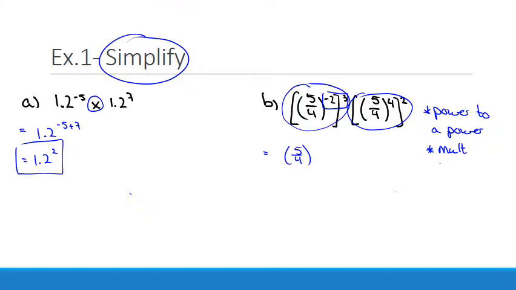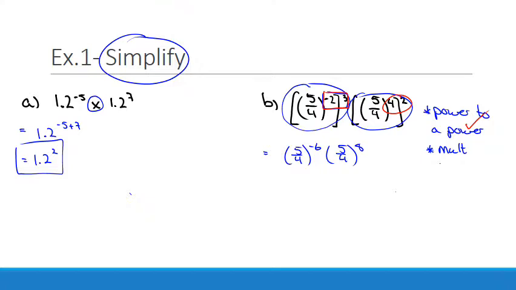I end up just simply multiplying. Let me show you in different numbers or color. I'm going to multiply those. So -2 times 3 is -6. Over here now, 5 over 4 to the power of 4, I multiply my exponents. 4 times 2, that is 8. So I've dealt with the power to a power.